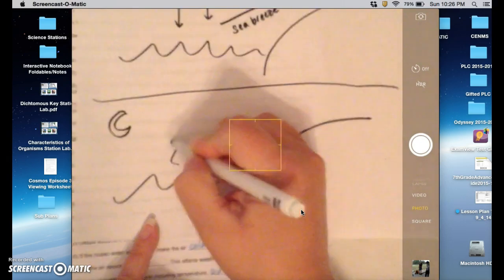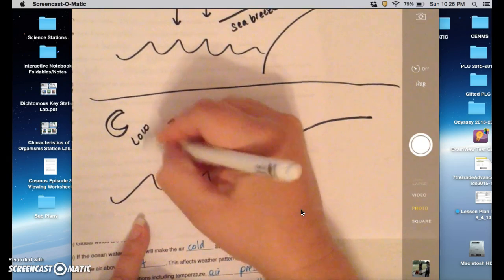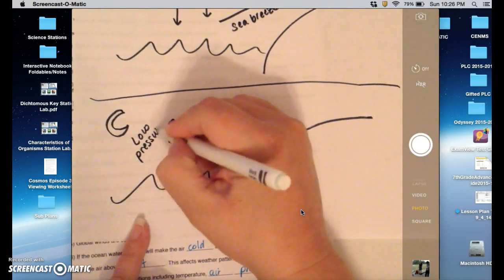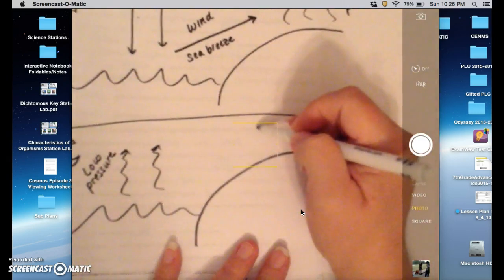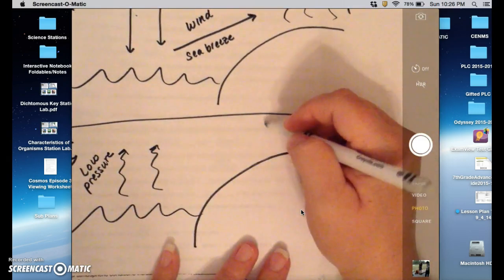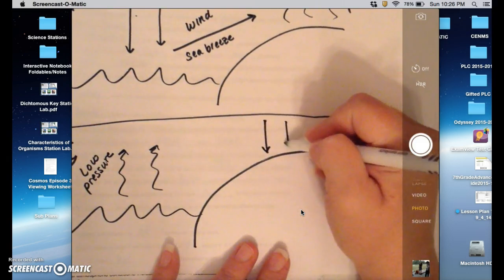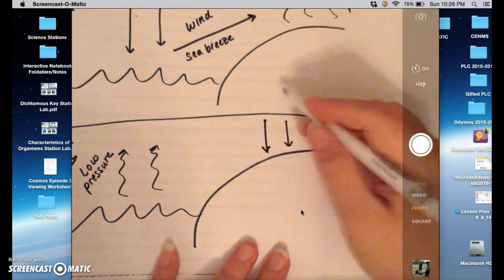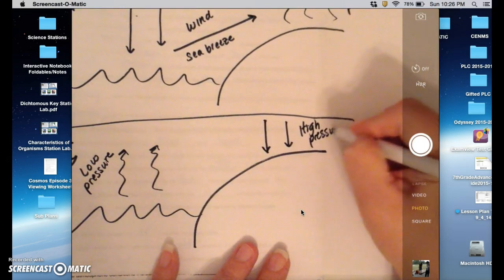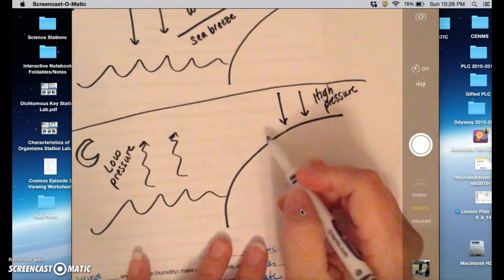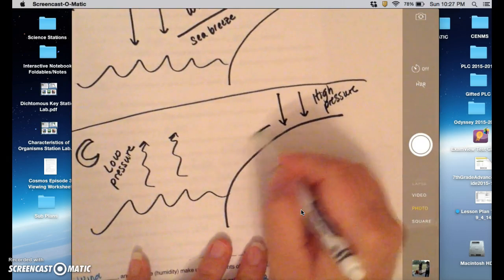So you've got air rising over the water, causing a low pressure area. And then you've got air over the land that's much colder because the land cools down a lot faster. You've got the air sinking, causing an area of high pressure. Okay? Then the wind is going to move from areas of high pressure to low pressure.